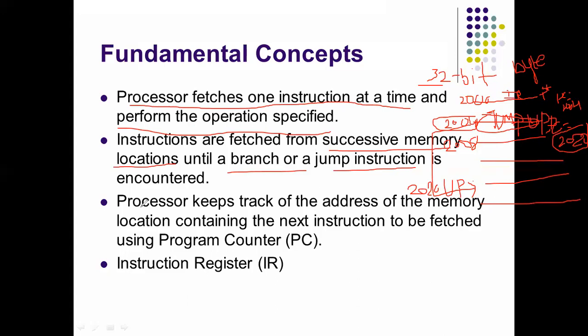The processor keeps track of the address of the memory location containing the next instruction to be fetched using the program counter. Do you understand? Based on the program counter value, we know which is the next instruction. Then there is the instruction register IR. These are the main processing steps you follow to execute any program.